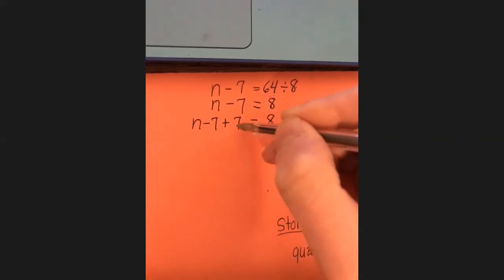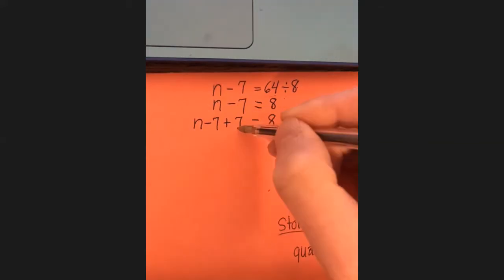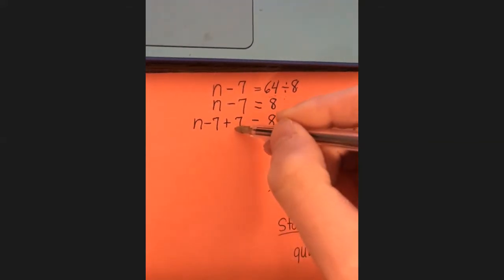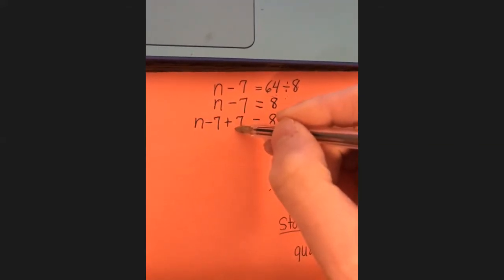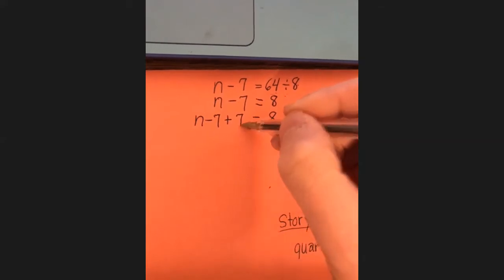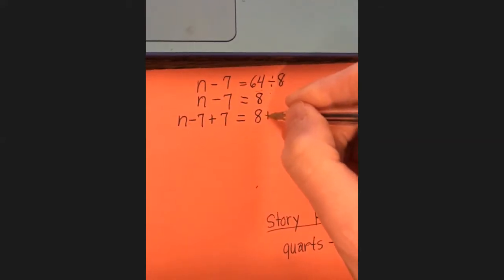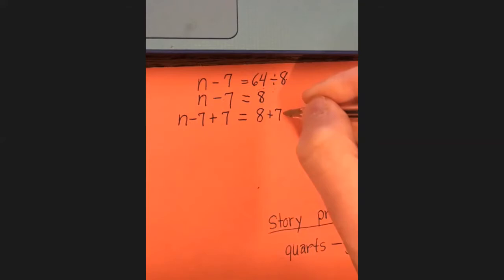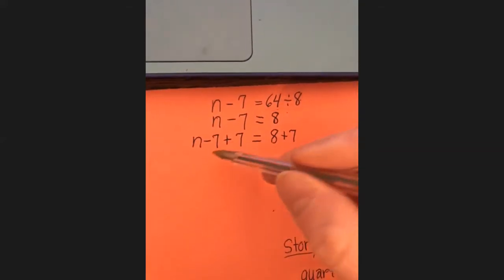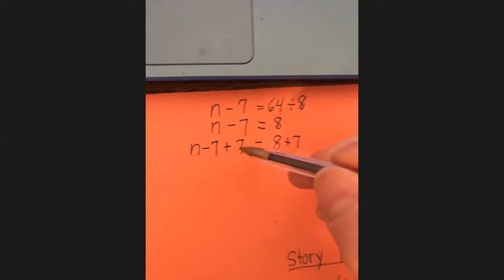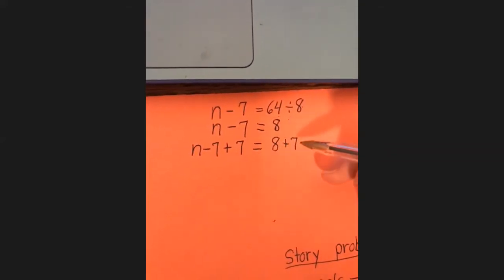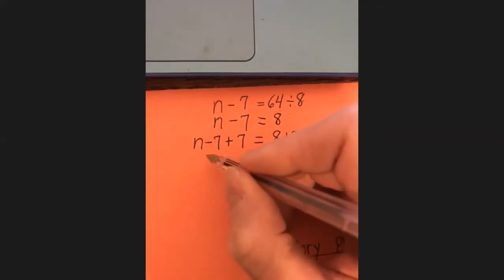And what did we put all along here? We put a plus 7 next to it, didn't we? What was our add-on? Plus 7 here, so plus 7 here. Okay? So n minus 7 plus 7 equals 8 plus 7. So now we get to solve.